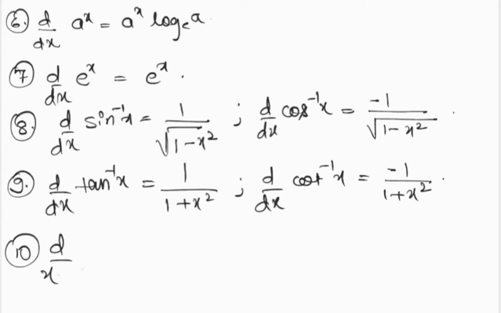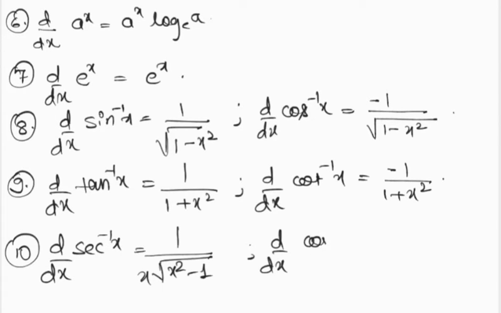Differentiation of sec inverse x is equal to 1 by x under root of x square minus 1 and differentiation of cosec inverse x is equal to minus 1 by x under root of x square minus 1.